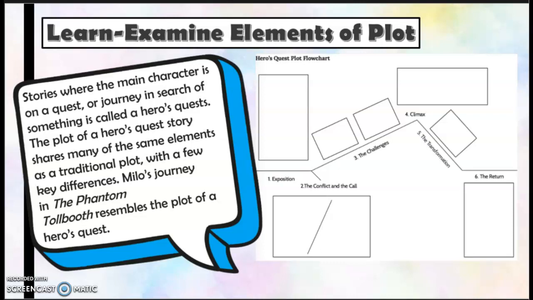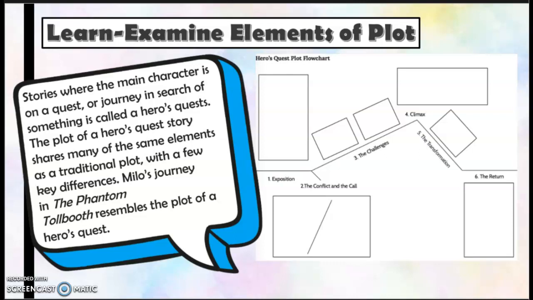So you've just learned about the elements of a traditional plot chart, but our story isn't quite traditional or normal. This story is a little different because our main character is on a quest. And you just learned that a quest is a journey to save something or someone, to search for something. So Milo is on a journey in search of something.